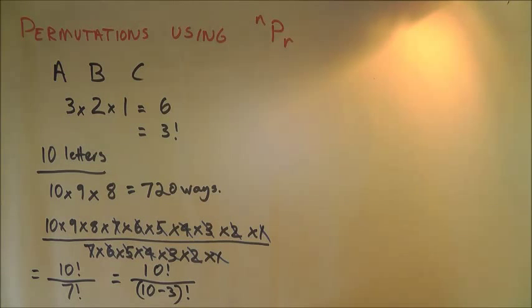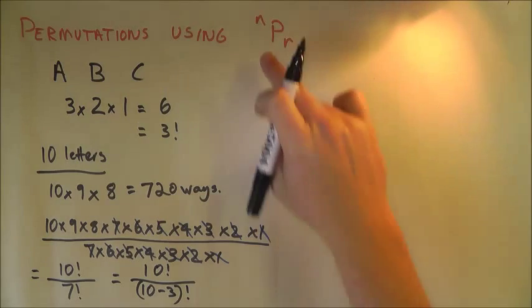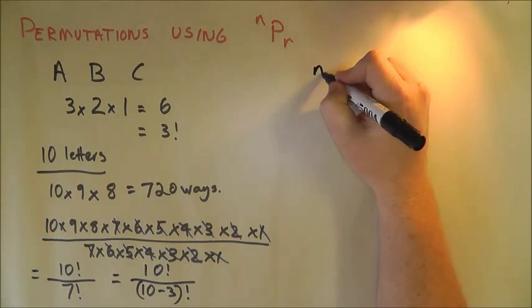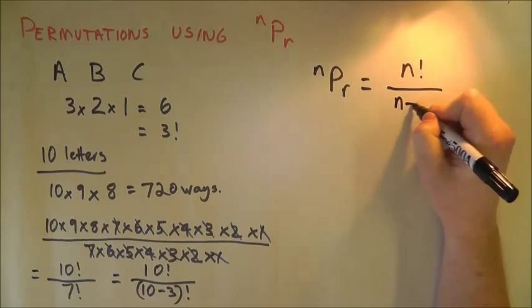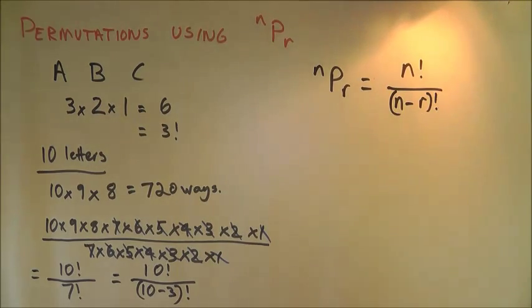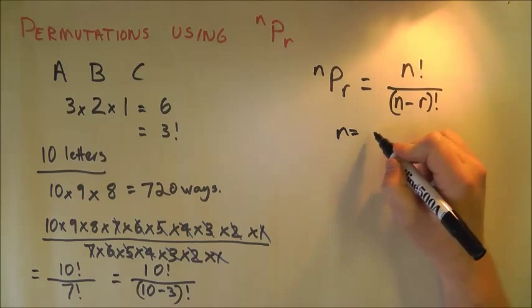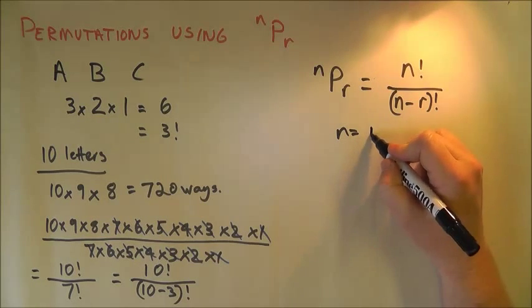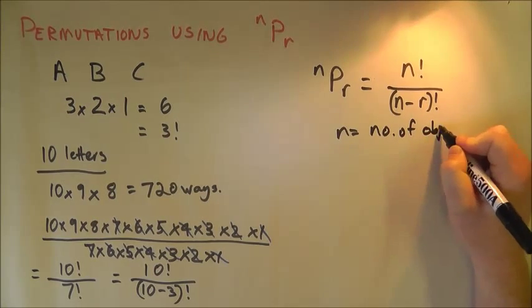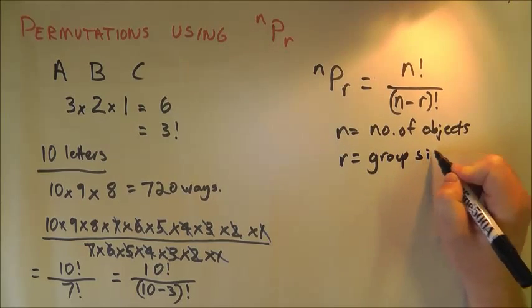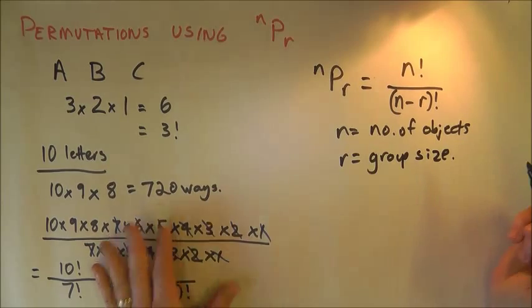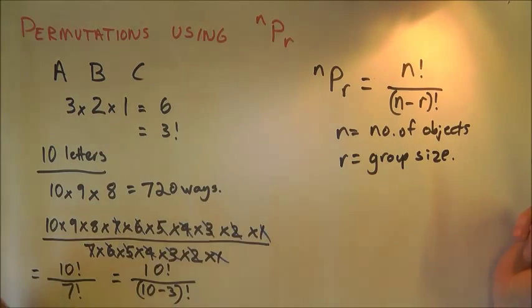So what we've effectively come up with is a general format that we define as this nPr. N factorial over n minus r factorial is how we arrange it. N is our number of objects that we have. And R is our group size. In this case, over here, we have 10 letters, that's N. R, we want 3 of them. R is our group size.